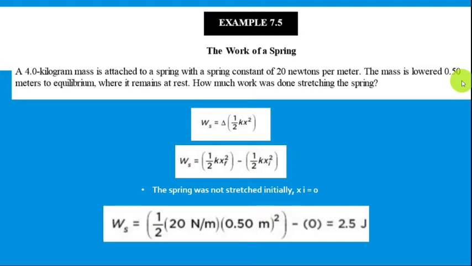It's not the final length. It is x final, the final x is 0.5 meters, minus 0, because here we said x initial is 0. We don't have any displacement at the beginning. It's equilibrium. So the answer is what? 2.5 joules. What is 2.5 joules? It's the work done by a spring. Okay, this is how we solve questions about work of spring. Is it clear?